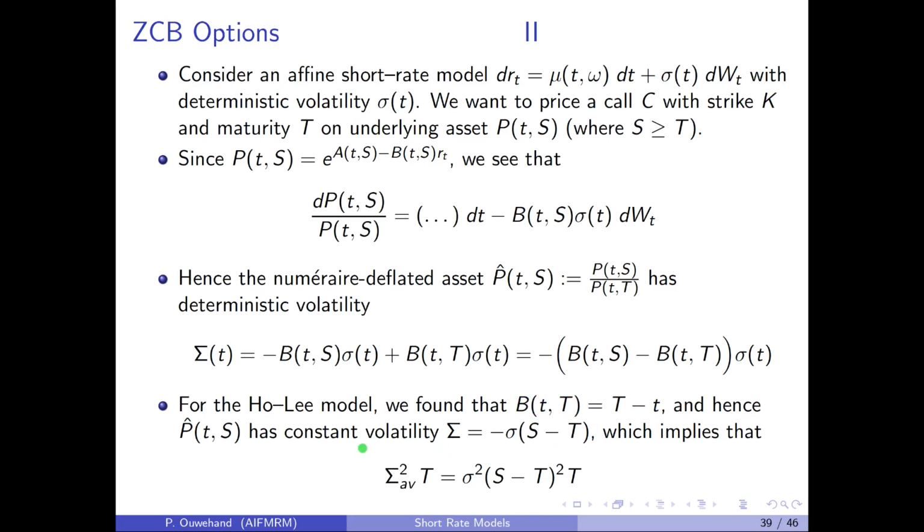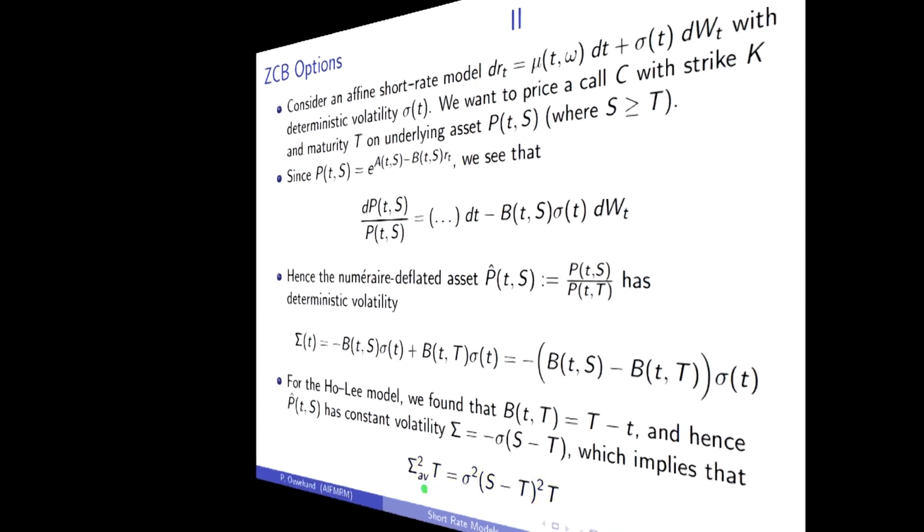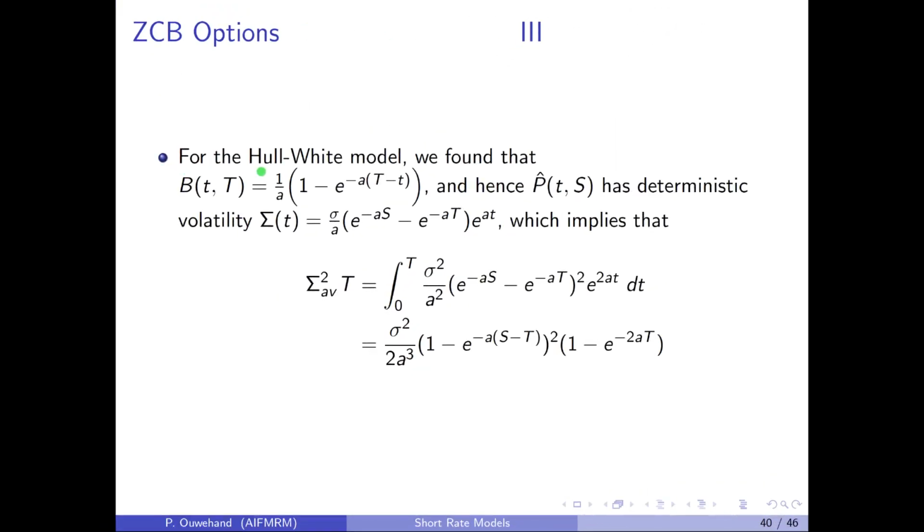which implies that the average volatility times the maturity is given as follows. For the Vasicek and the Hull-White extended Vasicek model, we found the following expression for capital B. And you can show from there that the deflated S bond has a deterministic volatility given as follows, and therefore an average volatility times maturity given by the following integral, which can be evaluated exactly.